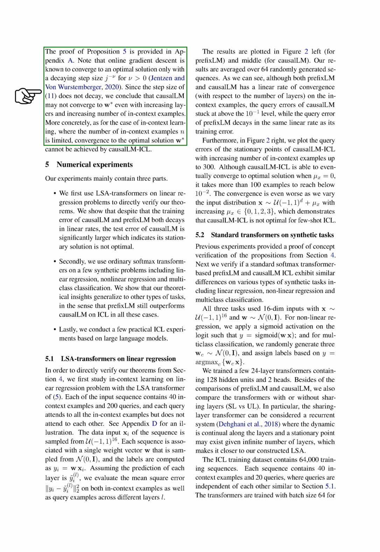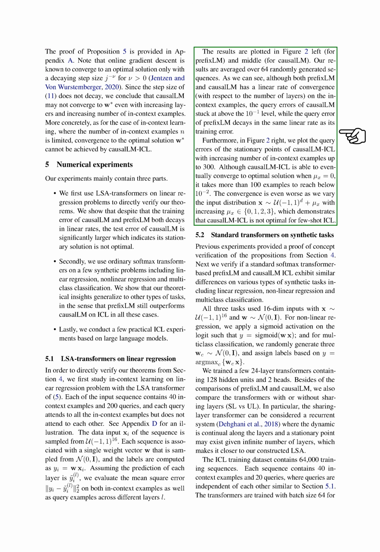Section 5. Numerical experiments. In our numerical experiments, we divided our work into three main sections. Firstly, we applied LSA transformers to linear regression problems to validate our theoretical findings. We found that although both CausalLM and prefixLM training errors decrease at the same rate, the test error for CausalLM is significantly higher. This suggests that the stationary solution for CausalLM is not the best one.